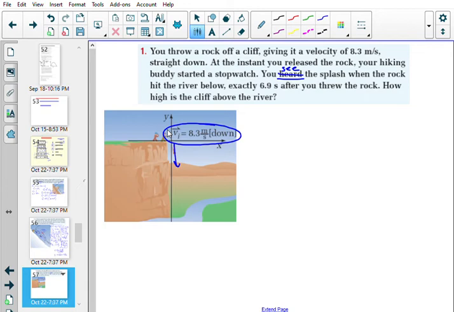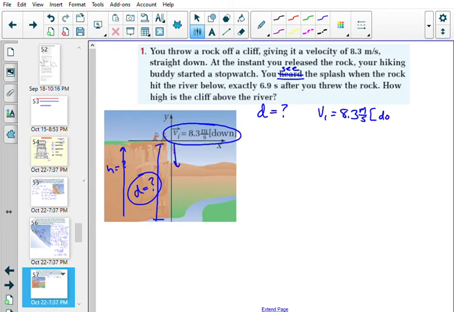This question wants to know how high above the cliff is it. So you've got this distance that the rock fell is the same as the height of the cliff. So you're really just trying to solve for distance. So D is what you're looking for. Unknown. You know the initial speed is 8.3 meters per second downward. And what else do we know? A time of 6.9 seconds.